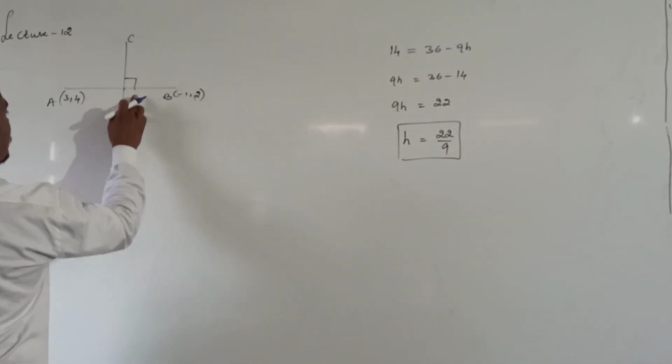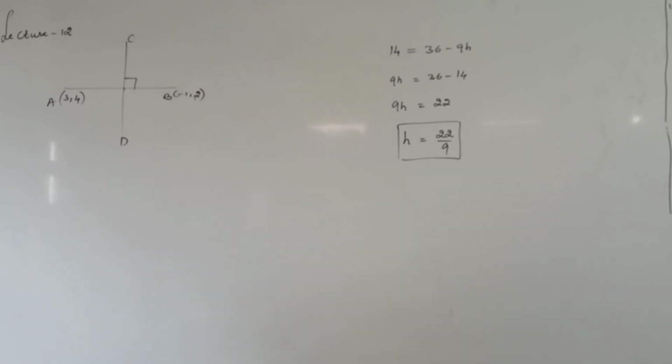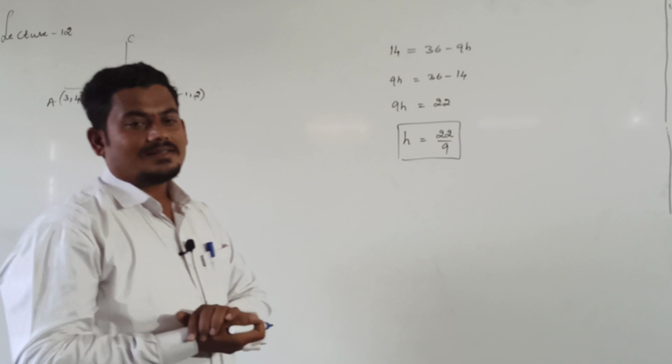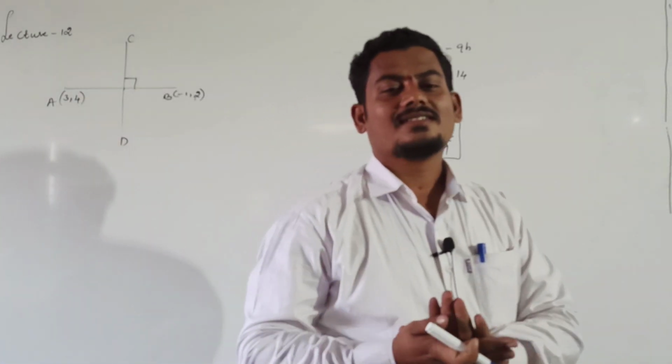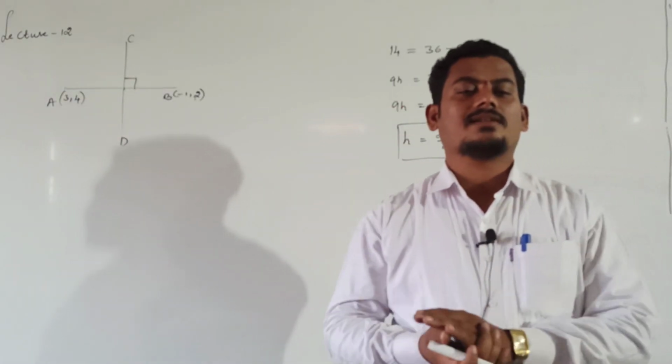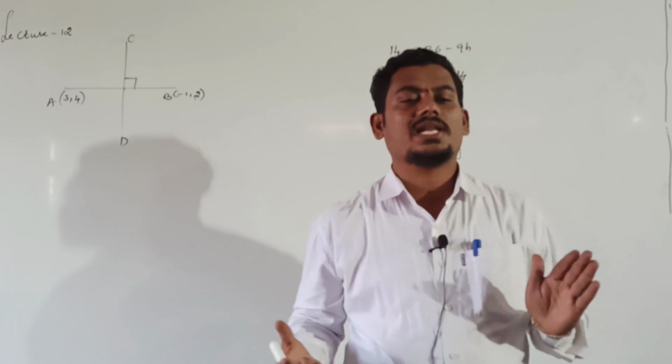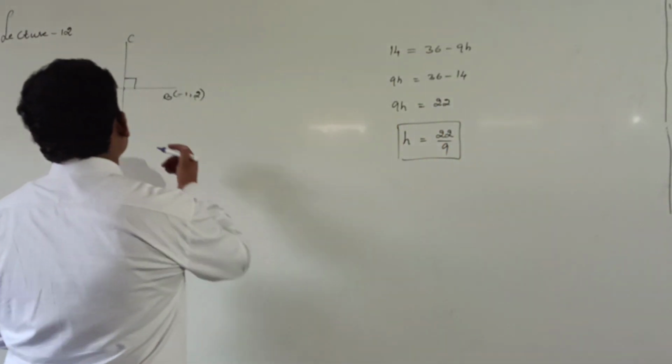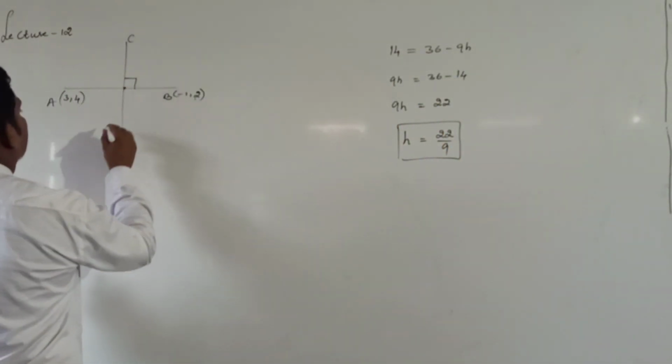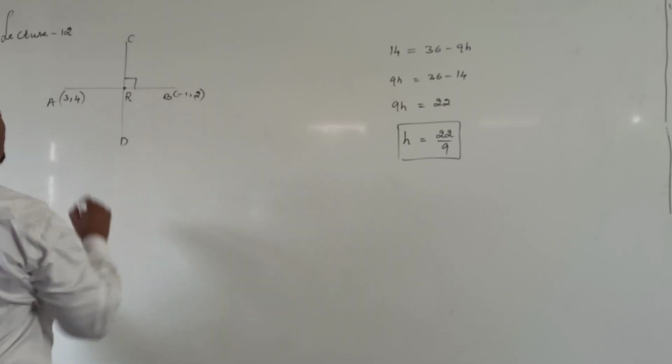Clearly, right bisector means it is perpendicular. One condition is CD is perpendicular to AB. Then what is the other condition? And they bisect each other. Bisect means which divides equally, meaning clearly this point is the midpoint, right? I will take this as R.